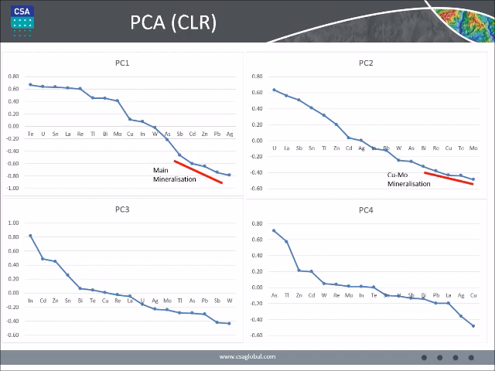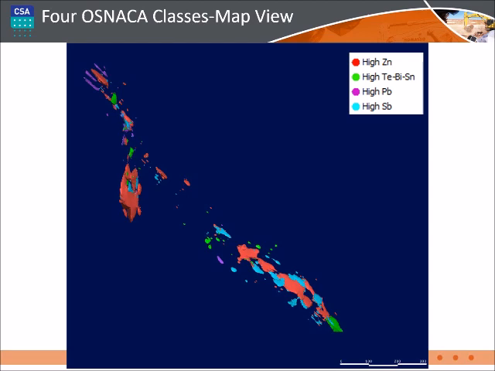But of course, the true test is spatially. So what we've done here in LeapFrog is wireframe the four different OSNACA classes. For those familiar with Prairie Downs, they'll remember that it's a northwest or southeast striking fault that dips steeply to the north that hosts the mineralisation with a splay to the south. Looking down on that, we can see that the high antimony and the high zinc seem to follow each other around wherever we go.